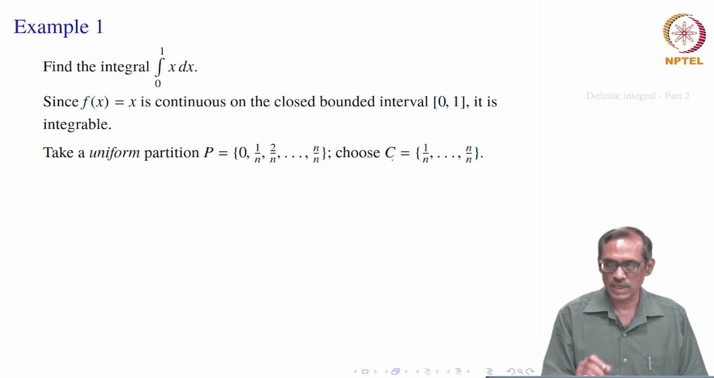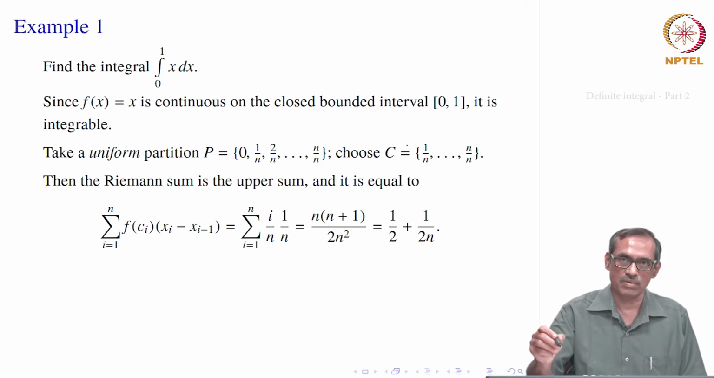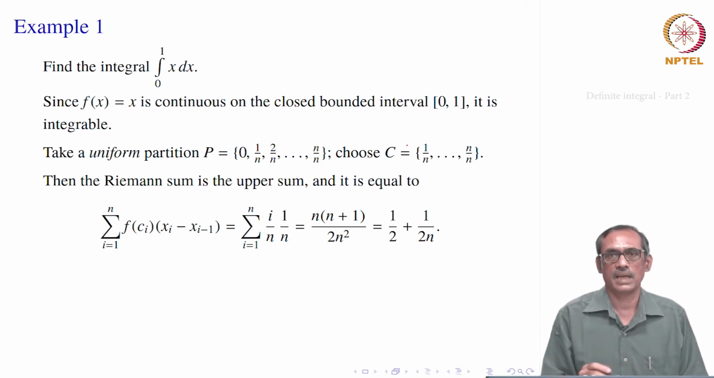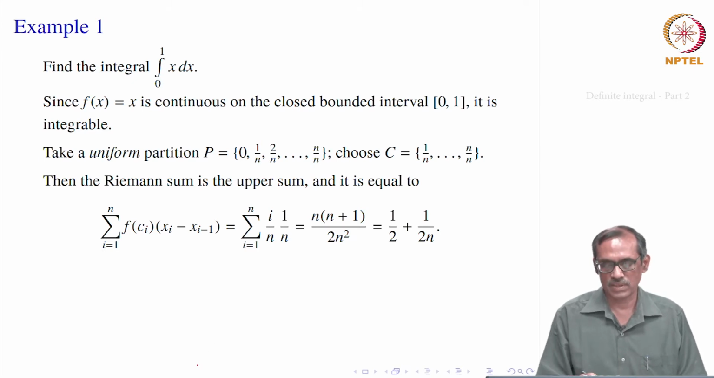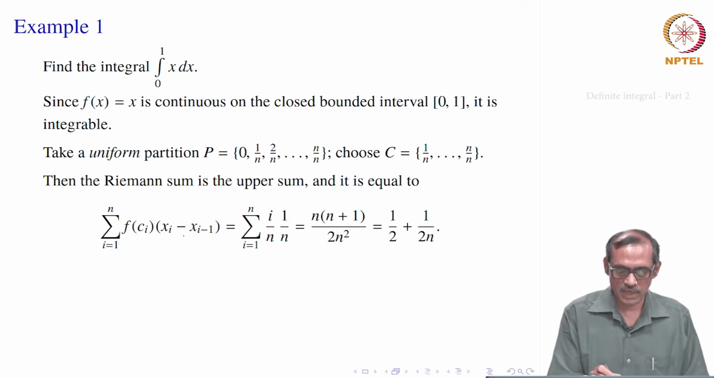Now, we choose Ci to be the right end point. You could have chosen even the left end point, does not matter. So, suppose I choose the right end points, then the Riemann sum is exactly the upper sum because f of x equal to x. So, right end point will be bigger value than the left end point or any points inside the interval x i minus 1 to x i. So, that is really the upper sum. It is f of Ci into x i minus x i minus 1.